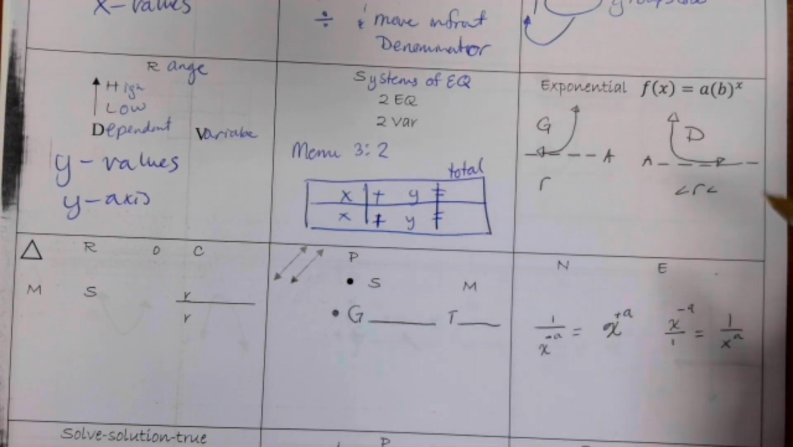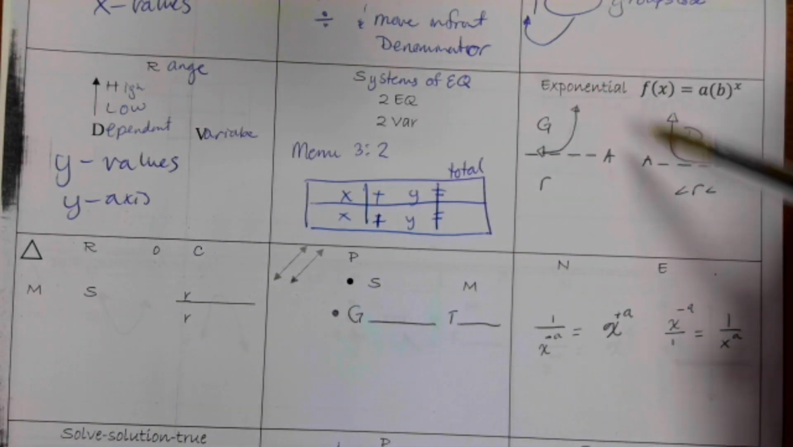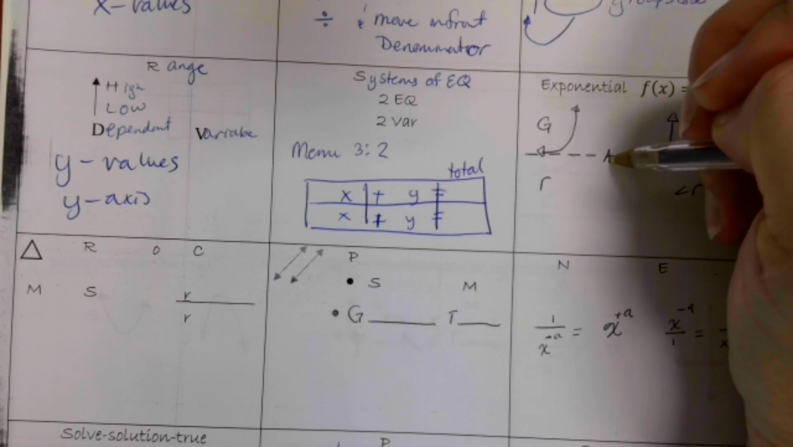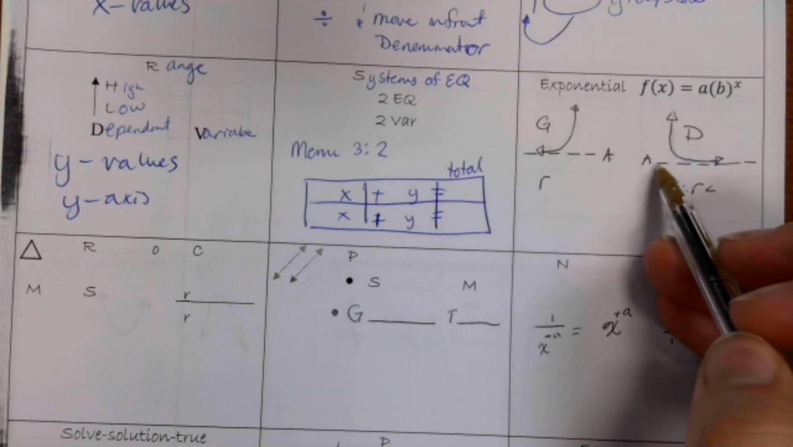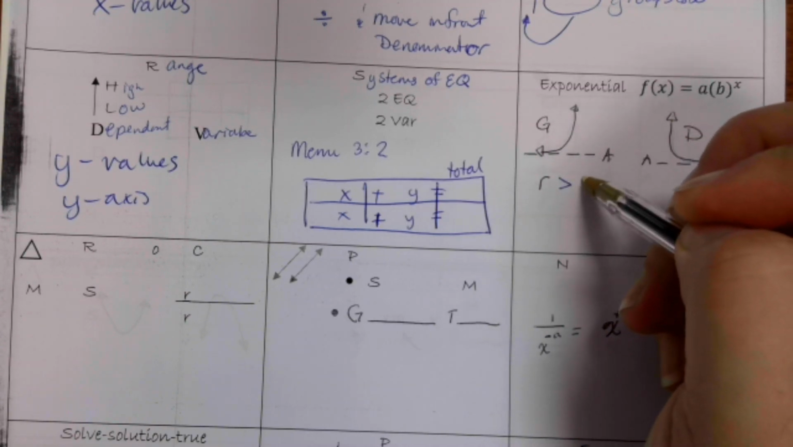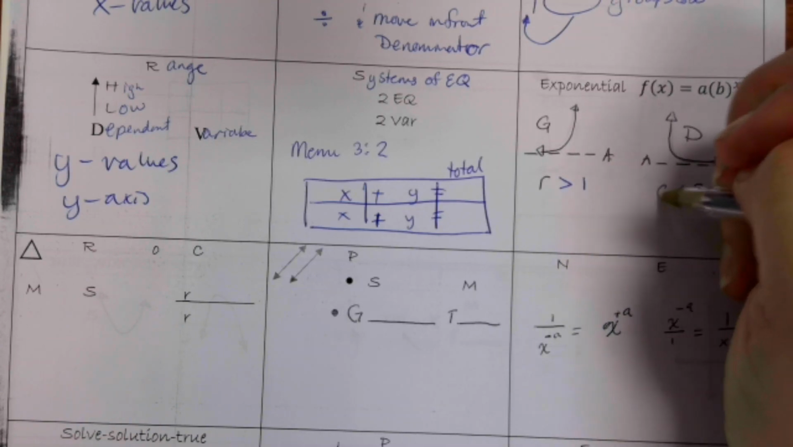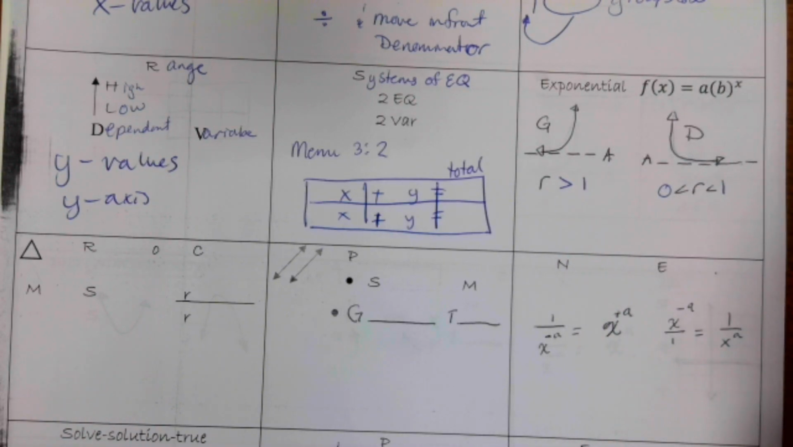Okay, I should be able to give you these graphs. This is growth, this is decay. This is your asymptotes. It's always going to be horizontal, what it's equal to. It's growth when r is bigger than 1. It's decay when it's between 0 and 1. I could put equal to on this one.